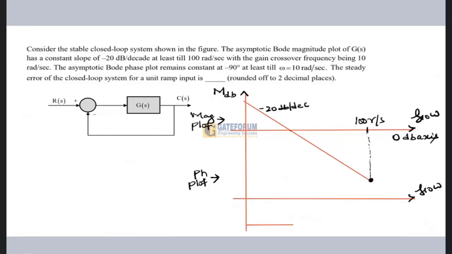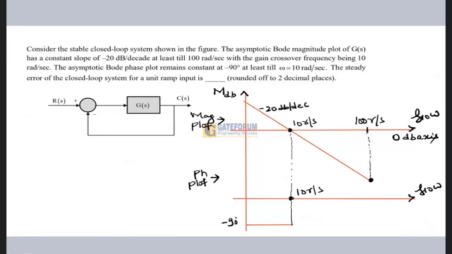So here this value is minus 90 degree and this is 10 radian per second. How did I come to know that this particular point indicates 10 radian per second? See, they have already given that the gain crossover frequency is 10 radian per second.